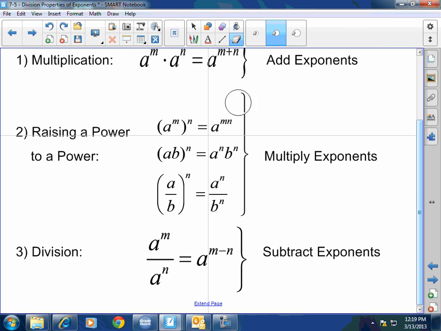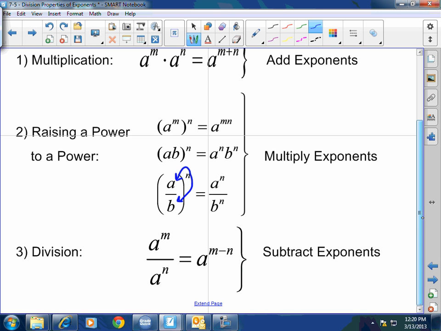When I have ab raised to the n power, I'm going to distribute that outside exponent to every exponent inside. Remember, when a number or variable is not showing an exponent, there's an invisible exponent of 1. So ab to the n power is going to be a to the n times b to the n. A divided by b to the n power, you still are raising a power to a power, so you're going to distribute that power to every single exponent inside of the parentheses. So that's a to the n divided by b to the n.